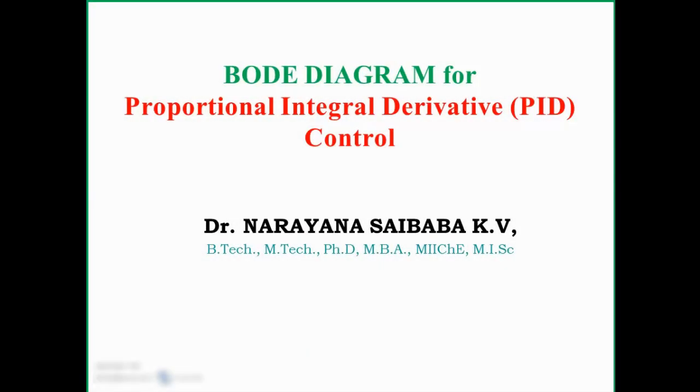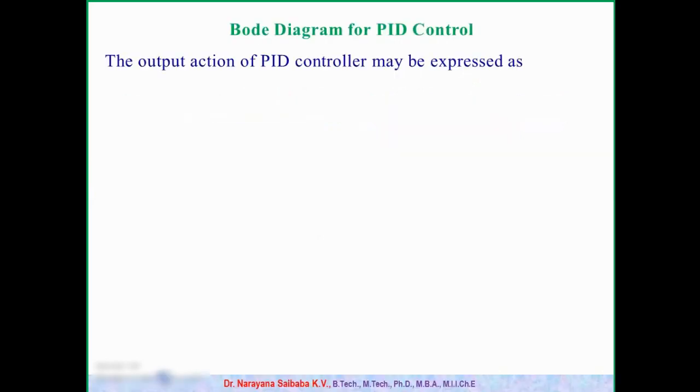Good morning everyone. Today we are going to discuss the Bode diagram for the proportional integral derivative controller. This is also called the PID controller. We know that when you want to control any process in the fermentation industry, we need to use a controller. Generally we use a feedback controller. In feedback control we have three controllers: one is the proportional controller, the second is the PI controller, and the third is the PID controller.